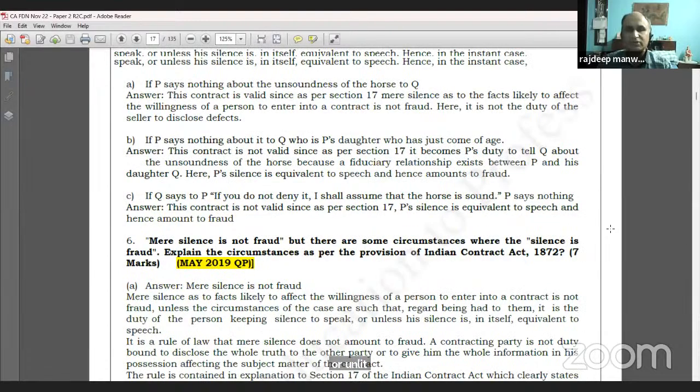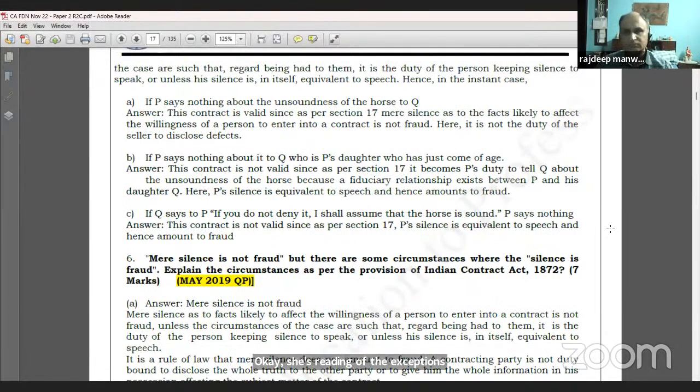She's reading out the exceptions to the rule where silence is actually fraud. It is the duty of the person keeping silence to speak, or unless his silence is in itself equivalent to speech. Hence, in the instant case, if P says nothing about the unsoundness of the horse to Q, this contract is valid, since as per section 17, mere silence as to the facts likely to affect the willingness of a person to enter into a contract is not fraud. Here, it is not the duty of the seller to disclose defects. If P says nothing about this, it is the case of Ward versus Hobbs, right? Remember, he sold pigs which had swine flu, but it is not his duty to declare it. If the buyer asks and then he tells it is not, then it amounts to fraud.